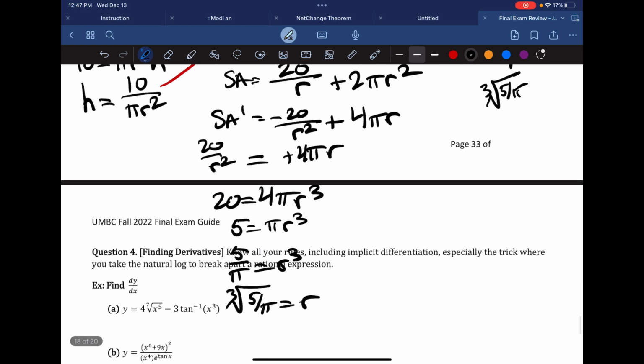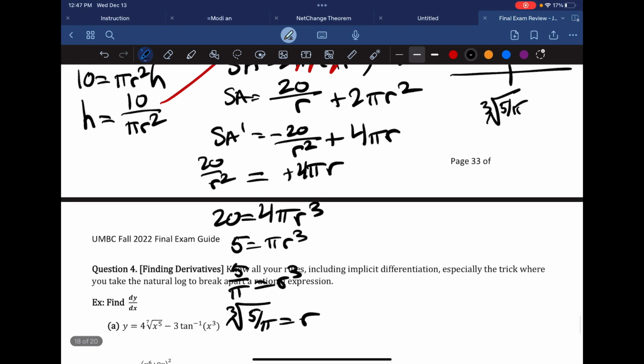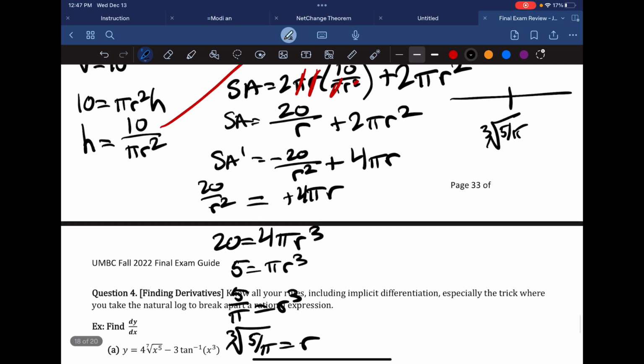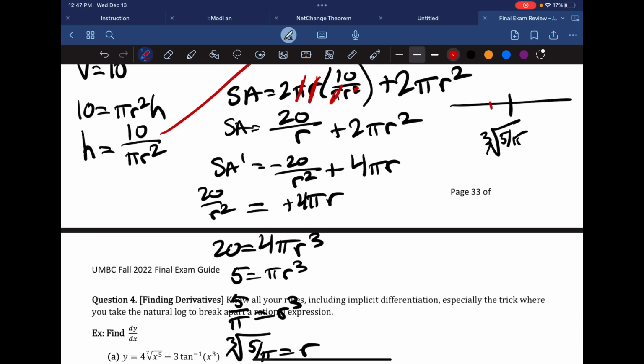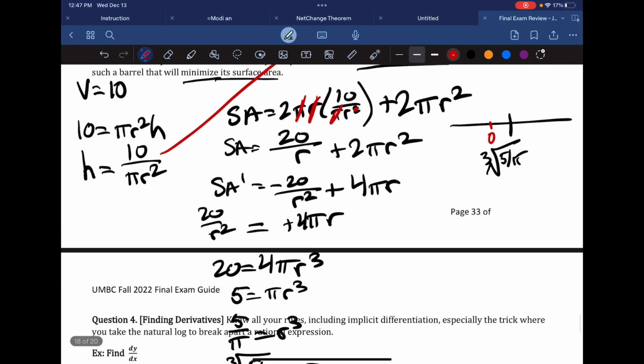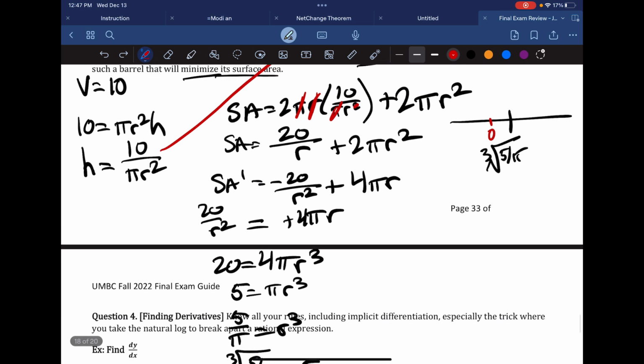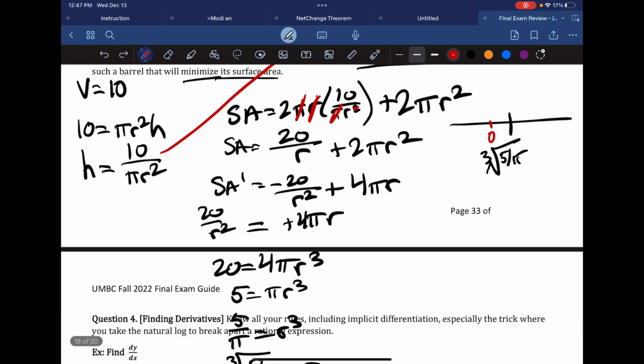To the left of this, we can see what happens if we plug in something to the left. This is a positive number, so what would we get if we plugged in 0? Actually, wait, we can't do that because this is illegal. So what about 1? What if we plugged in 1 for r?